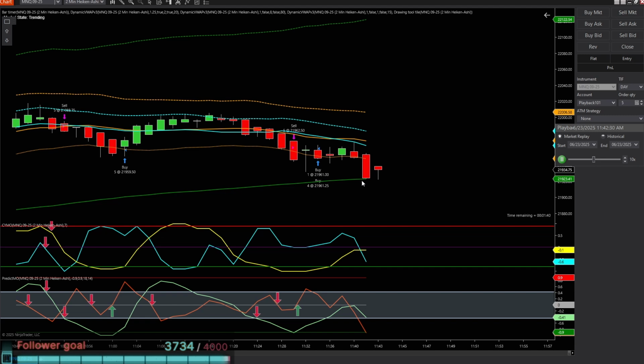Oh, hit the 80 bar VWAP right here, guys. Look at this. Right smack right here. Will it break or will it bounce?